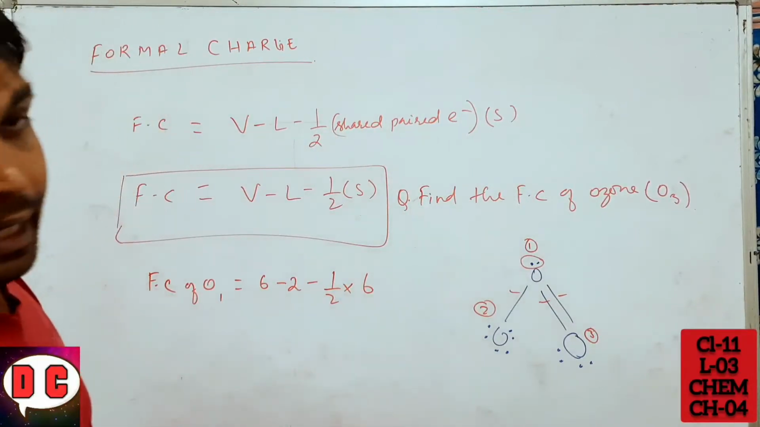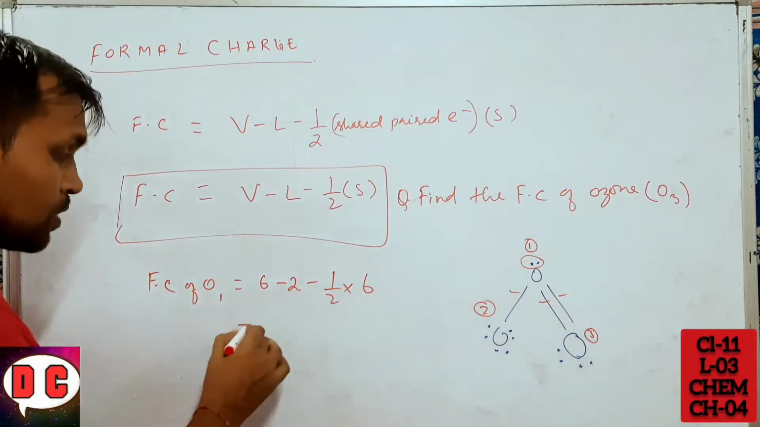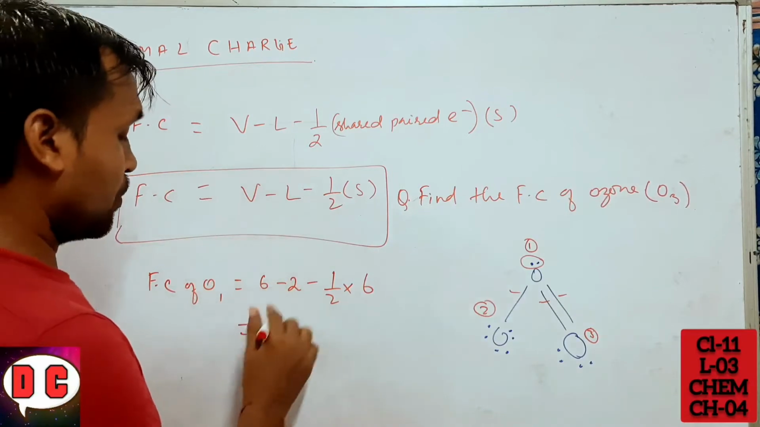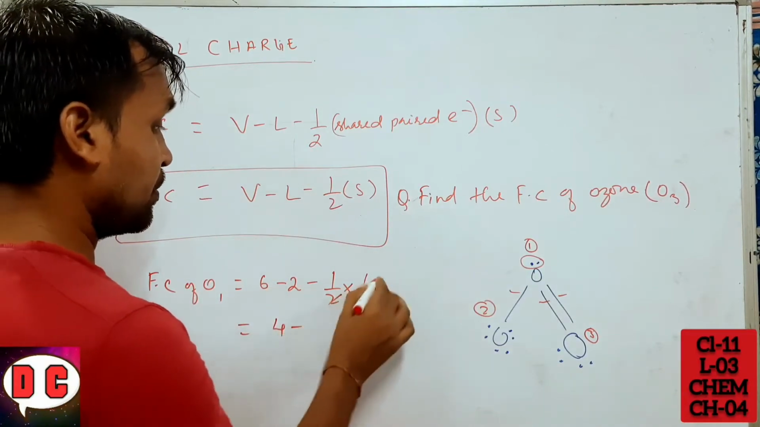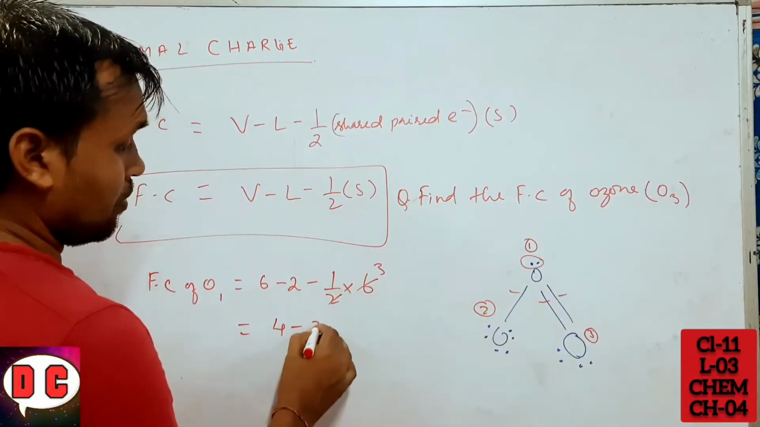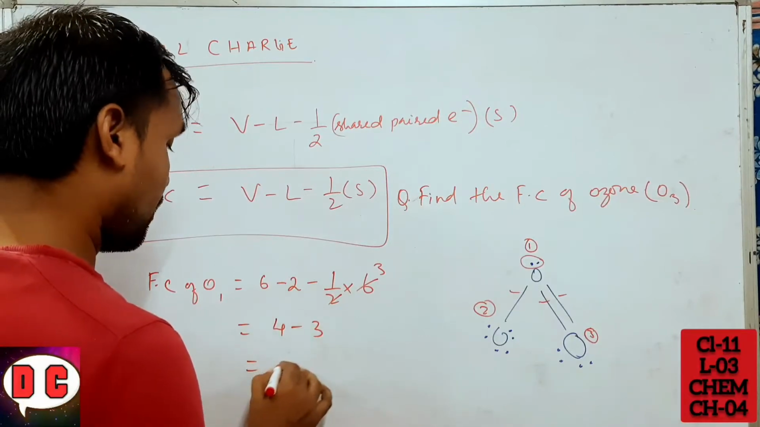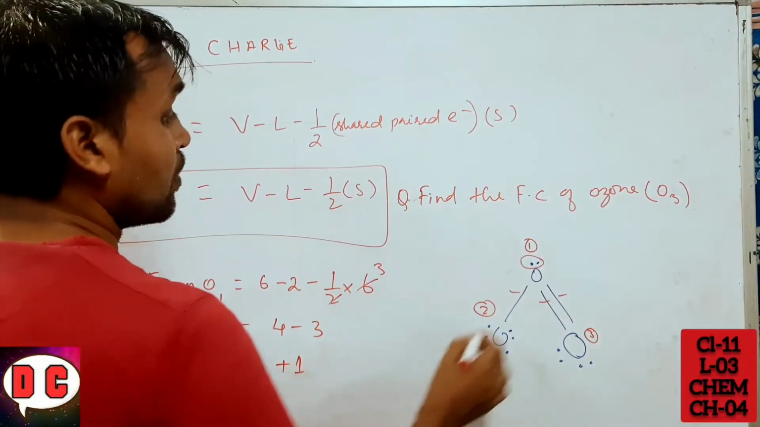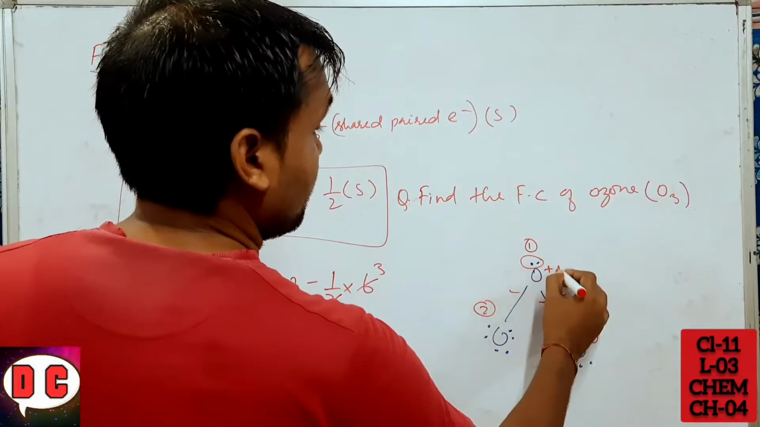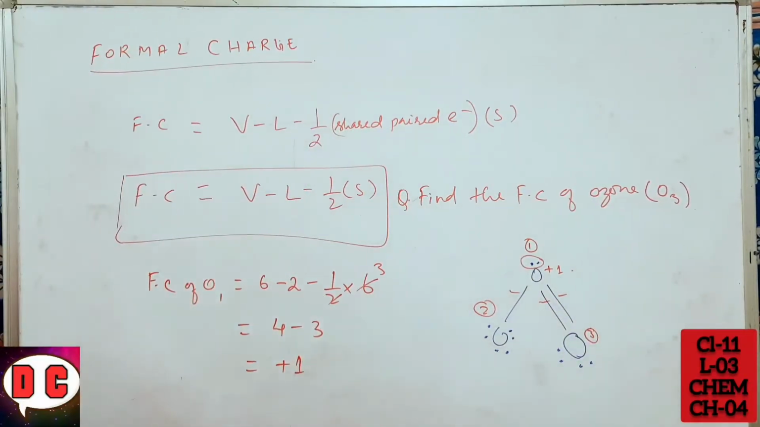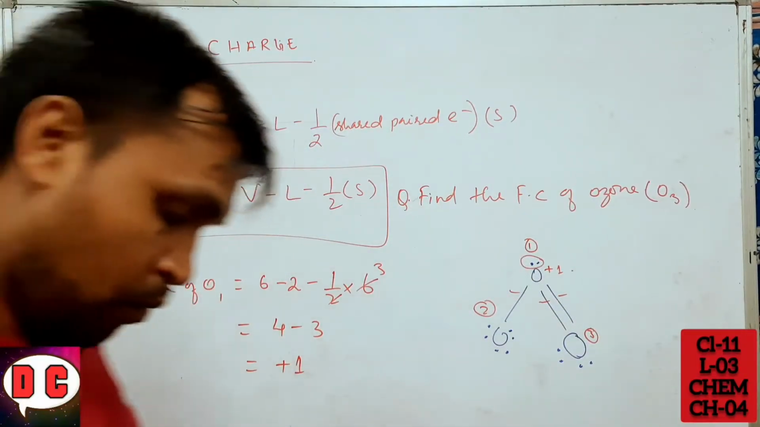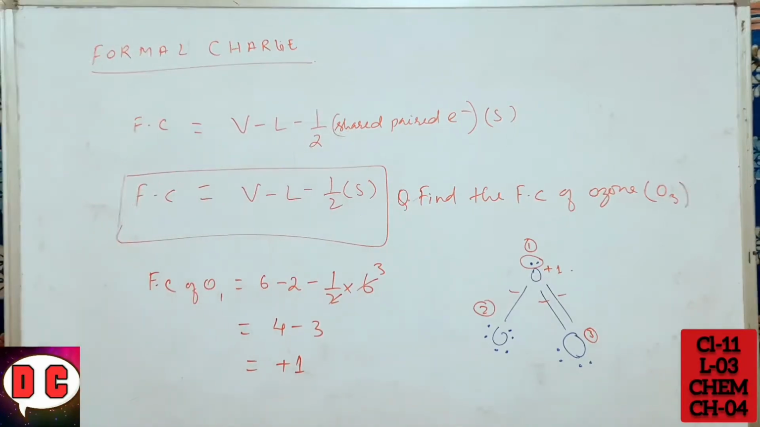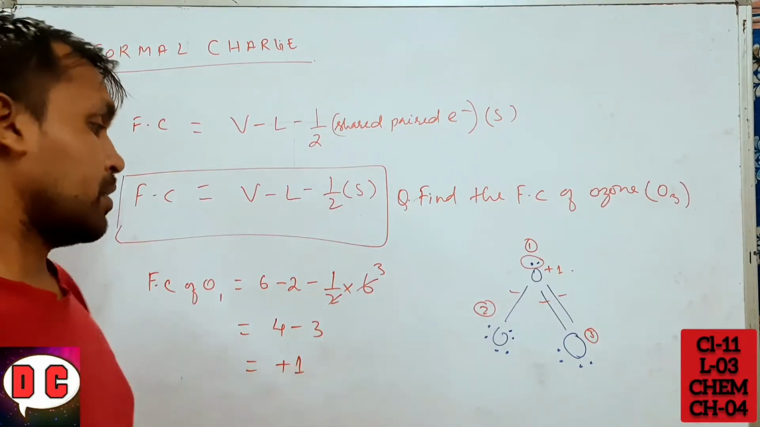Understood? Okay. So 6 minus 2 is 4, and half of 6 is 3. Then what formal charge are we getting? Plus 1. So the formal charge of oxygen 1 is plus 1. Fine. Now let's move on to the formal charge of oxygen 2.